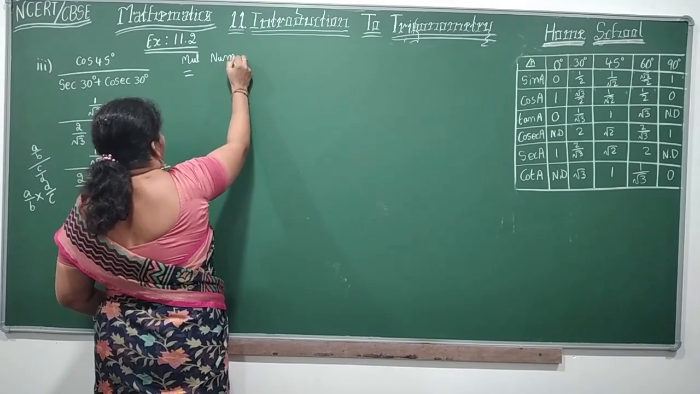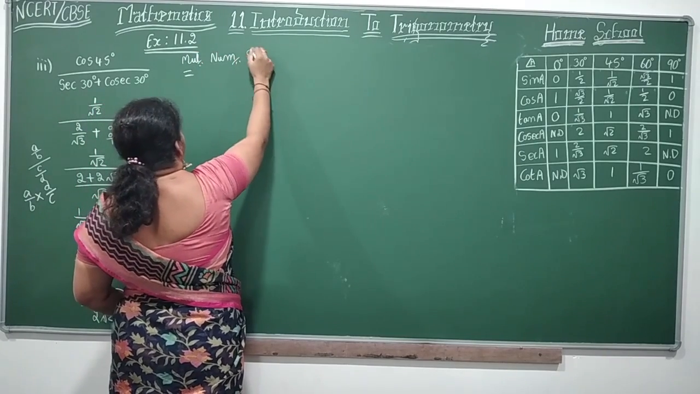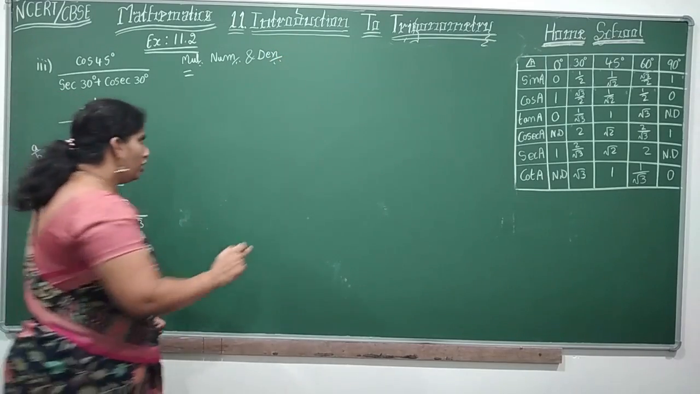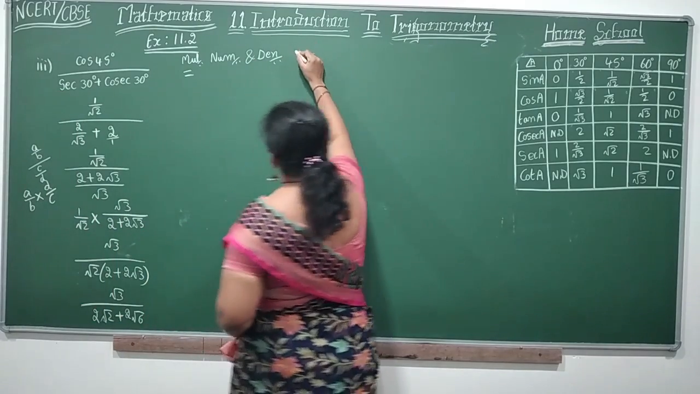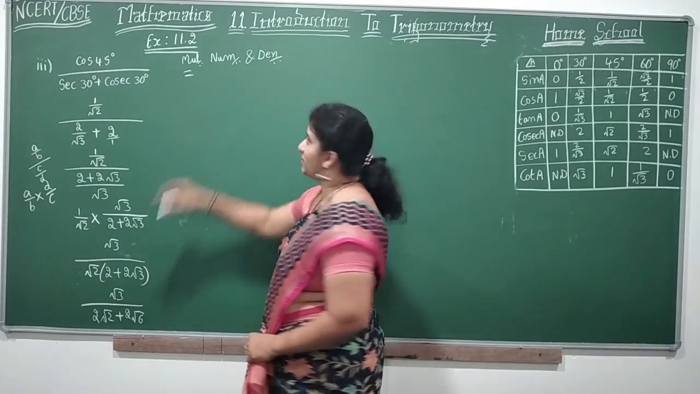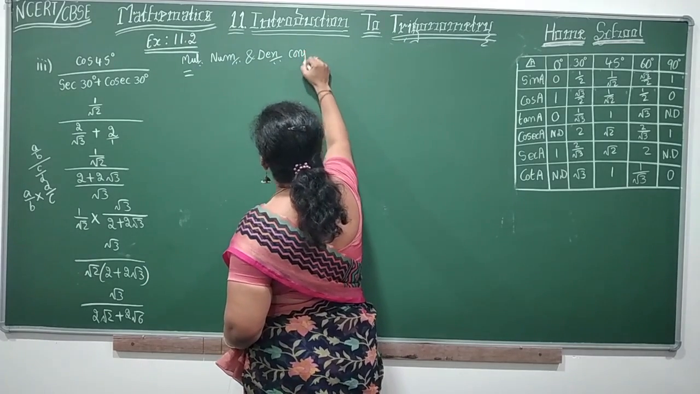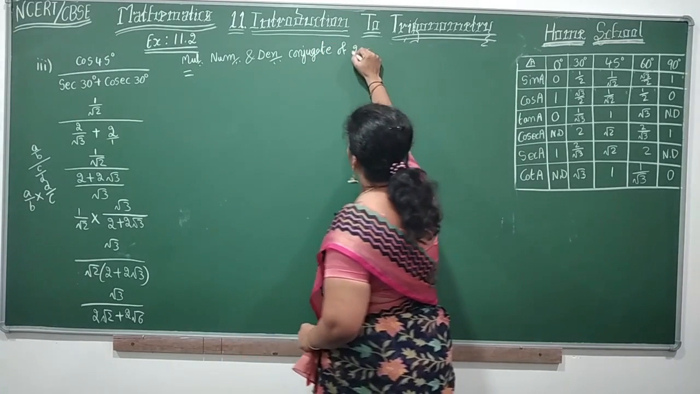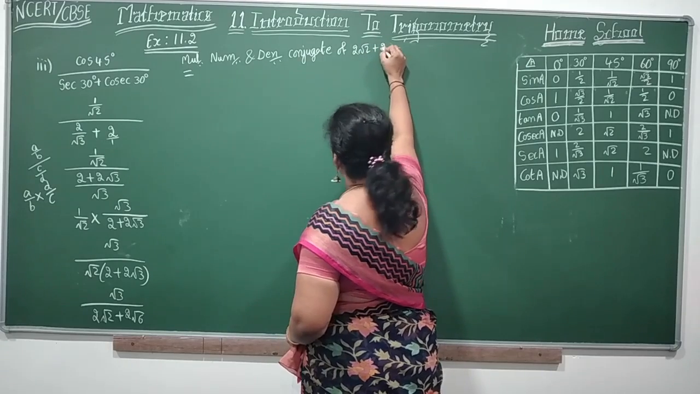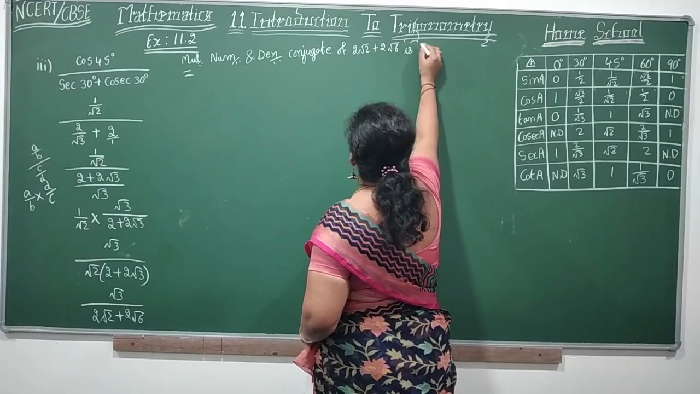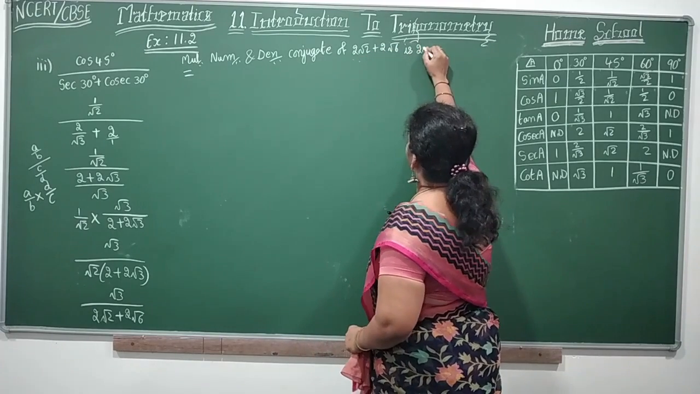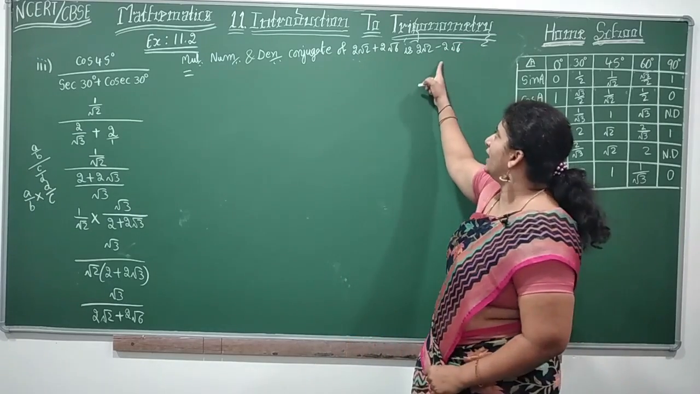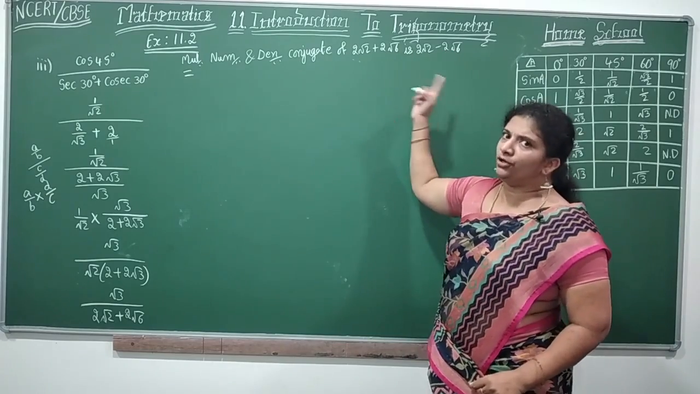Multiply, shortcut, I am writing numerator and denominator. On multiplying numerator and denominator by the conjugate, children, look here, I am not writing the same. Conjugate of 2 root 2 plus 2 root 6. What is the conjugate of this? 2 root 2 minus 2 root 6. You have to change your sign, right? This is the conjugate.